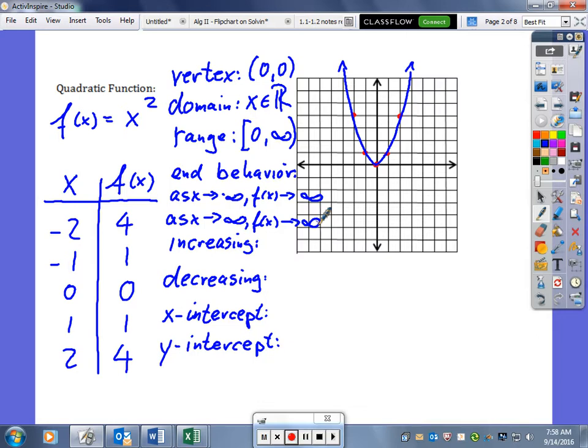So therefore the increasing interval starts at 0 and goes to positive infinity. Let me use a different color for that, and that is this part. Right, this is where the values go up. And our decreasing interval comes from here, so from negative infinity to 0.